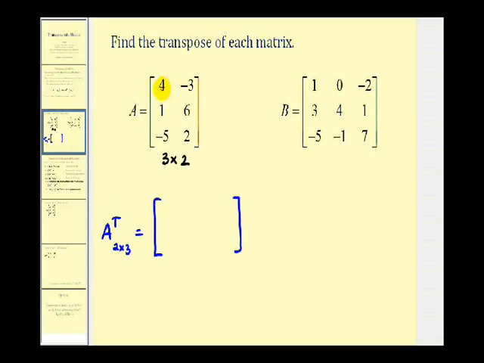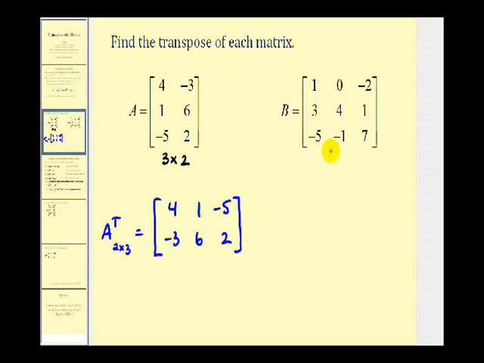Since row 1 has elements 4, negative 3, column 1 in the transposed matrix will have elements 4 and negative 3. Row 2 has elements 1 and 6, so column 2 will have elements 1 and 6. Row 3 has elements negative 5 and 2, so column 3 will have elements negative 5 and positive 2. We now have the transpose of matrix A.